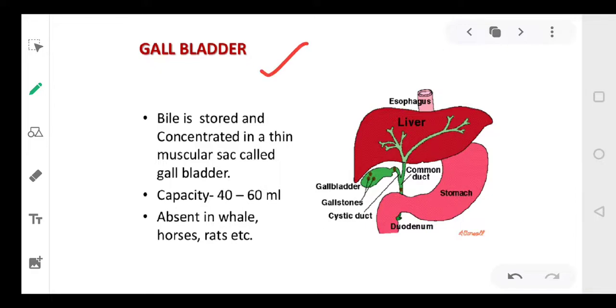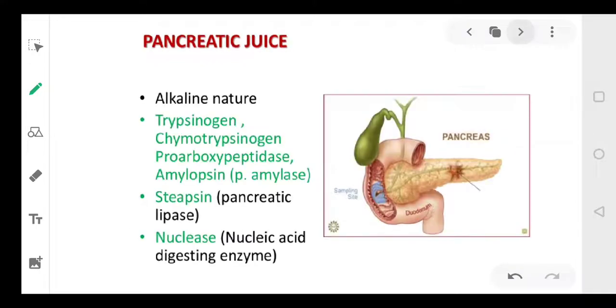Gallbladder. Gallbladder वो organ है जो bile को store करता है. Liver bile produce करता है, and it will be stored into the gallbladder, and when it is required, then only it will be released. तो जो bile storage की capacity है वो करीब है 40 to 60 ml, this much of bile is produced and stored in the gallbladder.